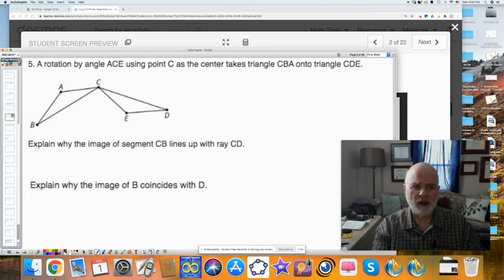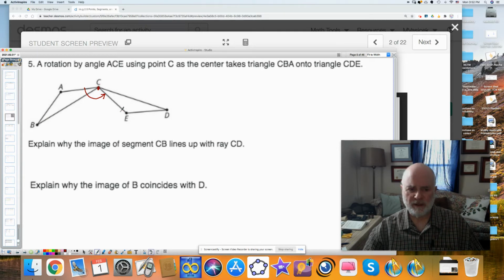says that a rotation by angle ACE from here to here, using point C as the center, takes triangle CBA onto CDE. Since it is a rigid transformation, that means that this triangle is congruent to this triangle. Now we are to explain why the image of segment CB, the image after its transformation, must line up on ray CD. It doesn't say that it lines up at CD, it says it lines up on this ray.